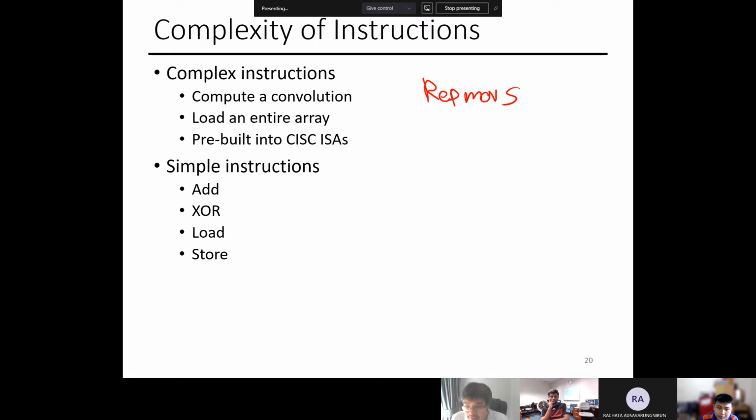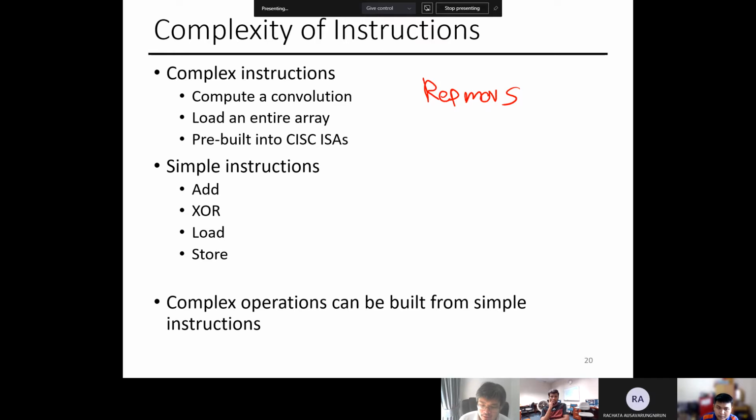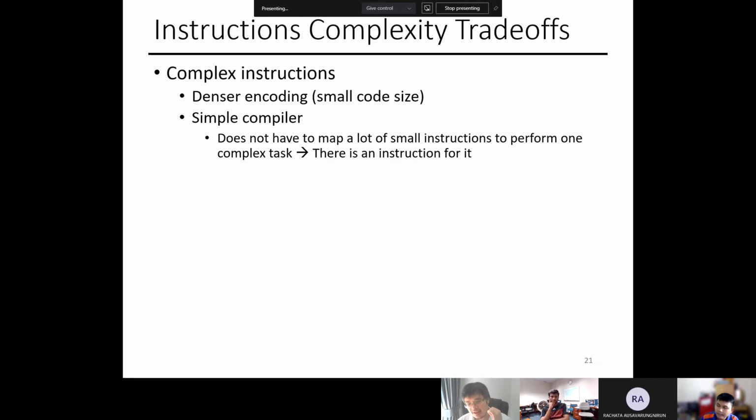With the reduced instruction set architecture, if you see here, basically the complex instruction can be built from a bunch of simple instructions. So that's the trade-off, right? With a complex ISA or CISC ISA, you have denser encoding, which means you can have smaller code. It might work well if you want to pack the code as small as possible. And this kind of helps the compiler a little bit because there's always one instruction for everything, so it doesn't have to map a lot of small instructions together to perform one complex task. There's always an instruction for that.